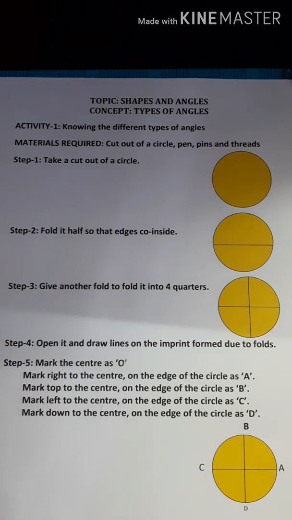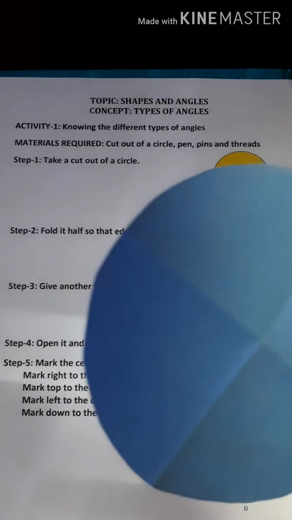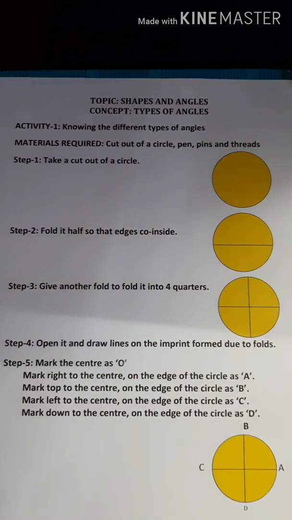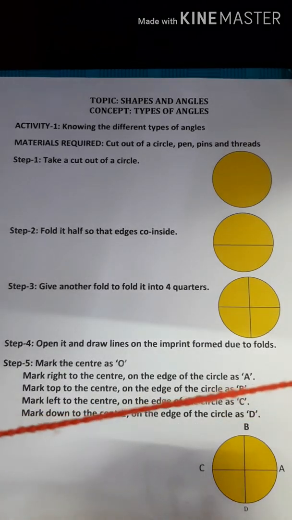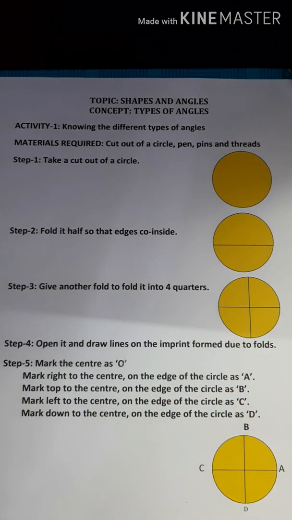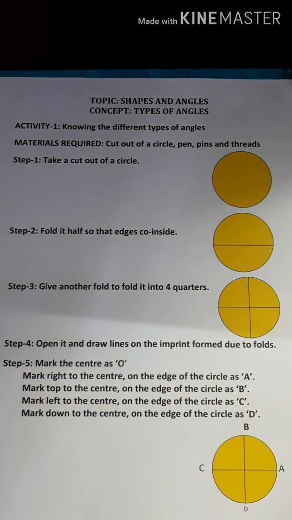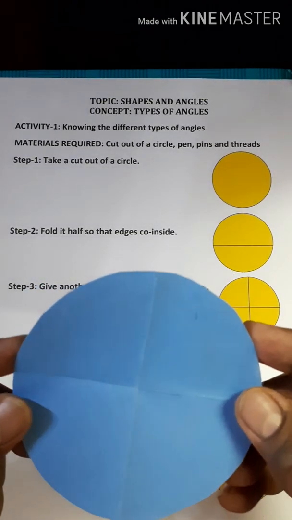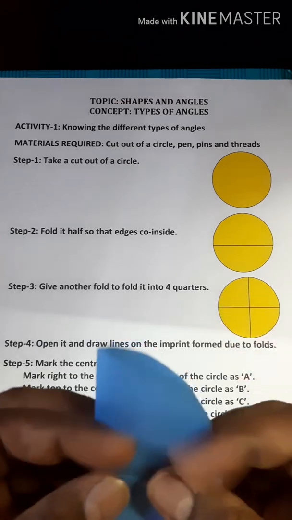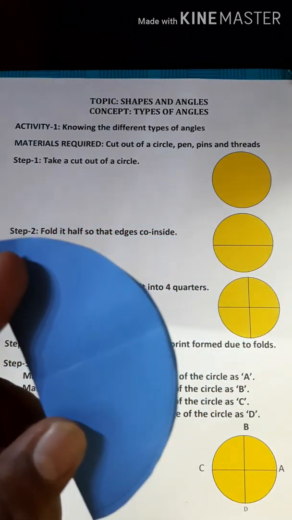The material required for us are a cutout of a circle, a pen, a few pins and thread. So first let us take a cutout of a circle as shown in the figure. Then fold it so that the edges coincide. We have to fold it half so that the edges coincide. You can just see I am folding it half so that the edges here coincide.